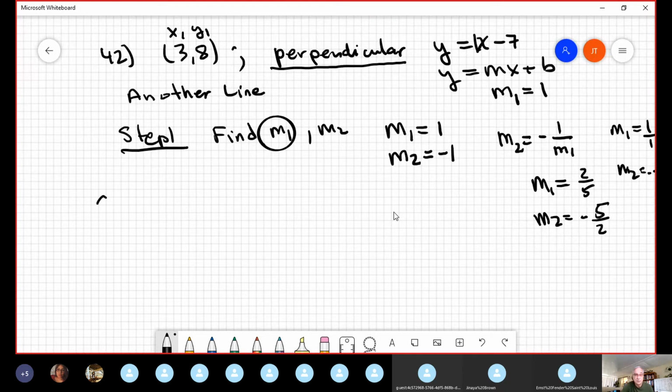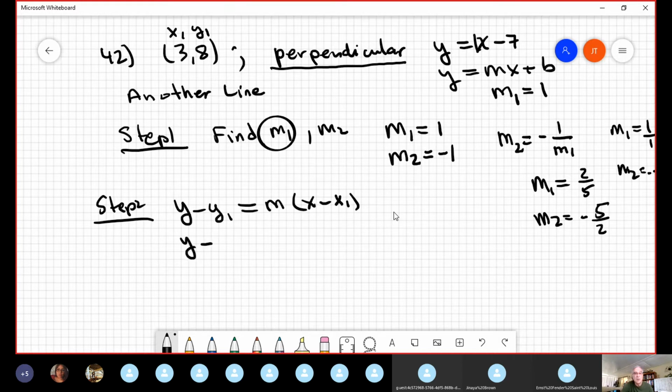Now, step 2, using the formula: y minus y1 equals m times x minus x1. Y minus y1 gets 8. Slope. What slope do I select? This is slope 1 or this is slope 2? The first or the second? What slope do I select? The first or the second?